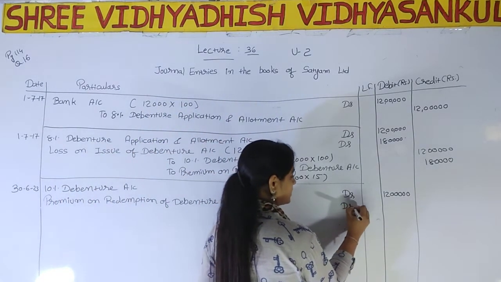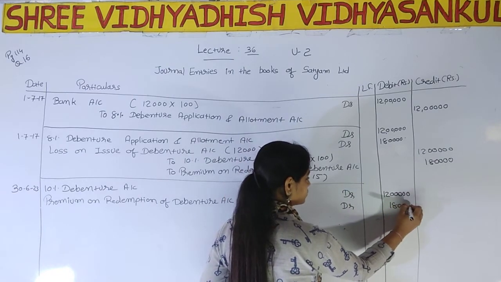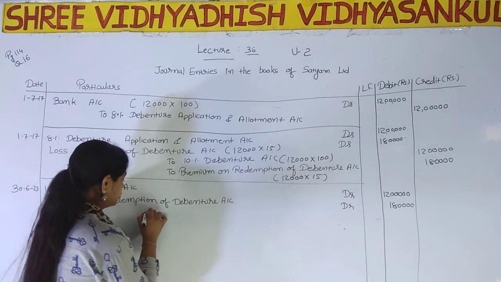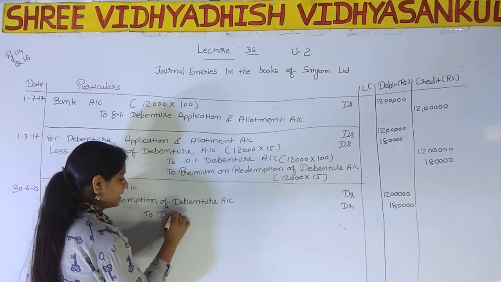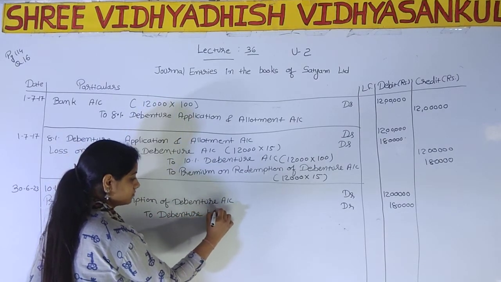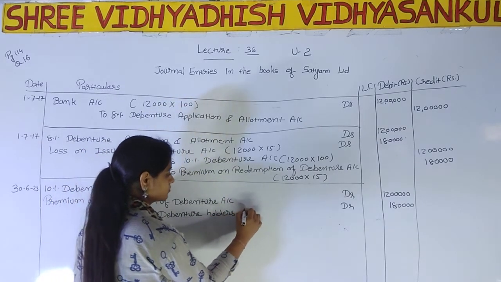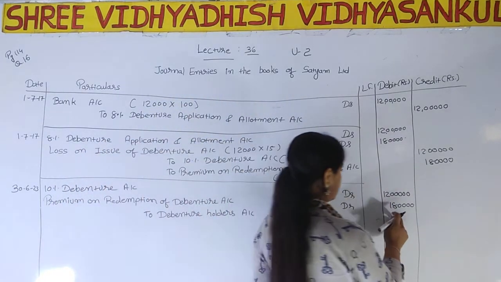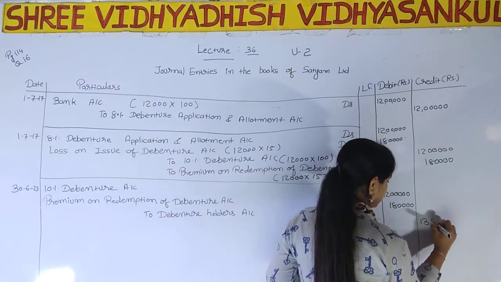Debit, that is 1,80,000, right? To debenture holders account, the amount will come here 13,80,000.